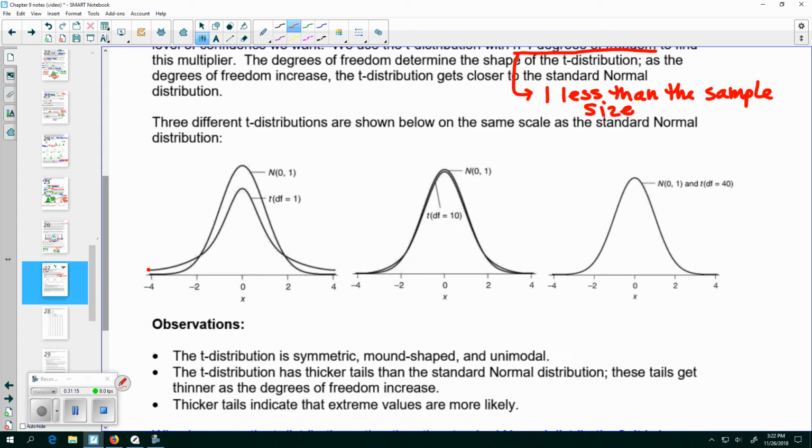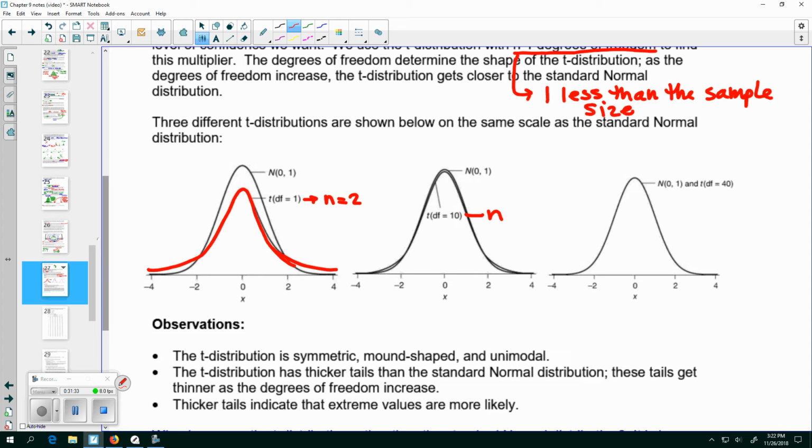They're all shown below on the same scale as the standard normal distribution. So I'm going to outline in red the T distribution. Notice it's also symmetrical and mound-shaped, but its tails are thicker. So it's a little bit more spread out. And this is for degrees of freedom equal to 1, which means the sample size was 2.